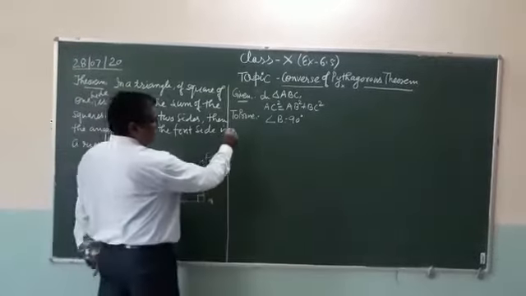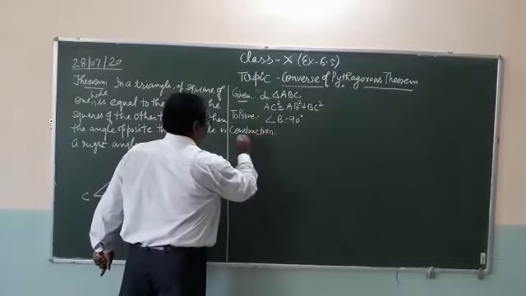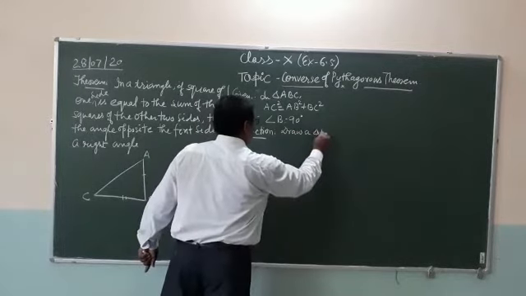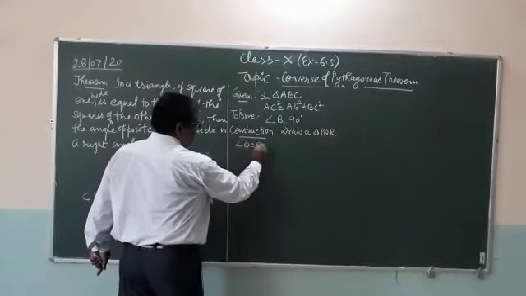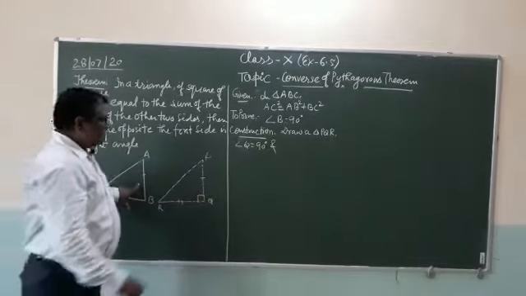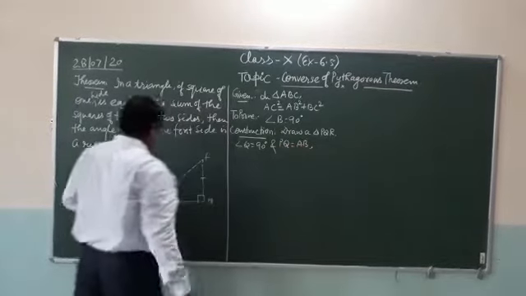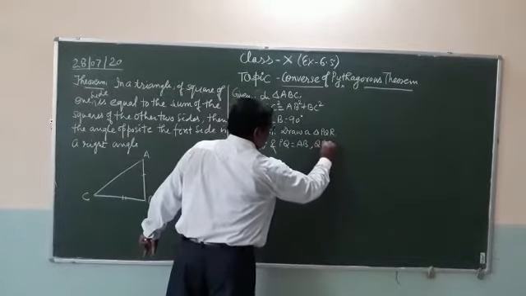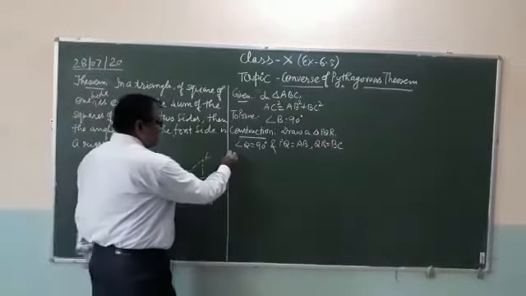Now write the construction. In construction, write this: draw a triangle PQR such that angle Q is equal to 90 degrees and PQ is equal to AB, QR is equal to BC. Okay, now we have to write the solution.